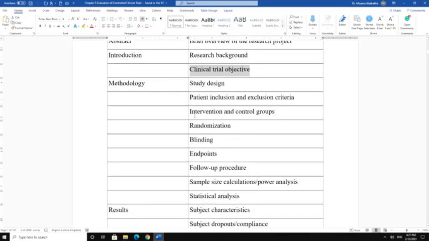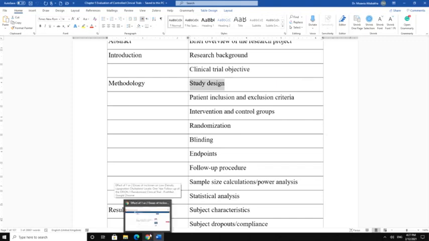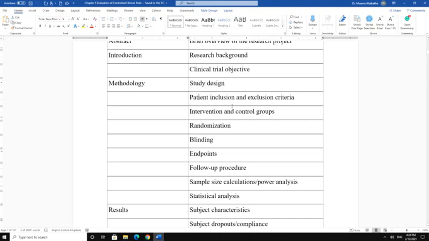After the introduction you will see the methodology section, and in the methodology section they should talk about the study design, and of course we are talking here about a controlled clinical trial, which is one type of study design. We will see what other information should be written under study design. Also, they should talk about patient inclusion and exclusion criteria: which patients, or which subjects, can be recruited and which cannot.